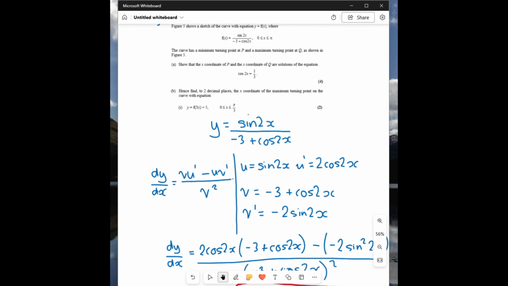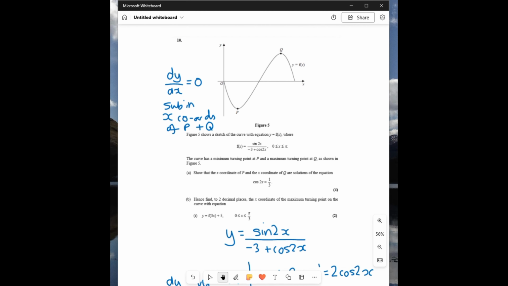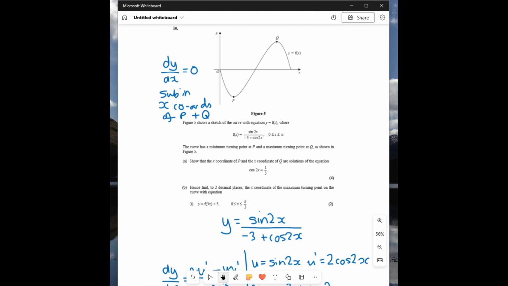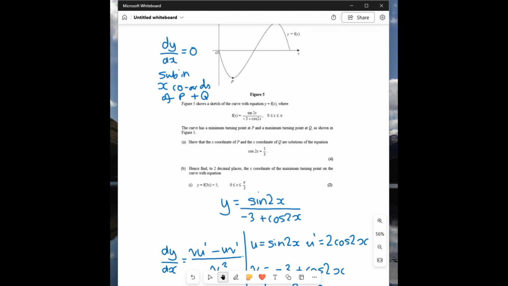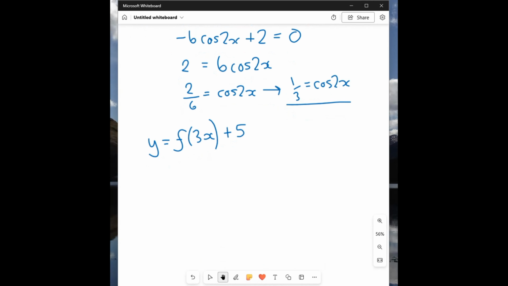And then part B, it says, hence find to 2 decimal places the x coordinate of the maximum turning point on the curve with that equation. So if y is equal to f of 3x plus 5. So that's our curve. So we can see the maximum turning point is Q. So when we get our solution for x, it will be whatever the biggest one is. And we know the turning points are, as it tells us in the bit before, the solutions to that equation. It's the solutions to cos 2x is equal to a third. That will get us our turning points.